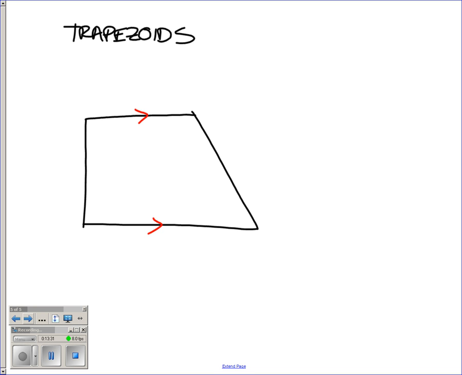Well, that's in general. If you look at this trapezoid, it's not a special trapezoid, right? But we do have special trapezoids, and those are isosceles trapezoids. These are the ones that we study more because they have more special properties.